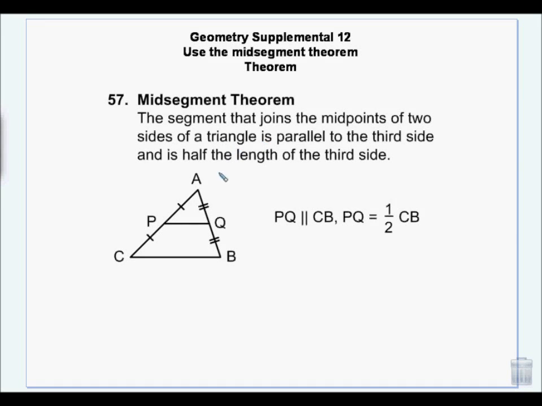The midsegment theorem says that if we take a segment and join the two midpoints of two sides of the triangle, and it's parallel, so it has to be midpoint and parallel, because sometimes you get a midpoint segment that's not parallel. Does that make sense? It has to be a midpoint joining and it has to be parallel, and if that happens, then it's 1/2 the length of the third side.